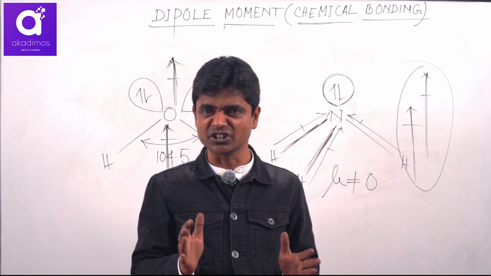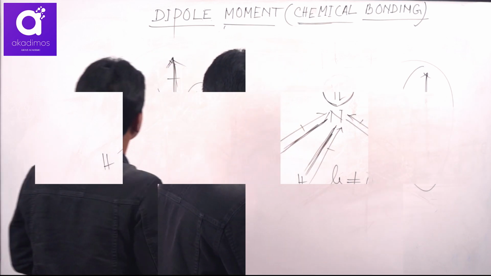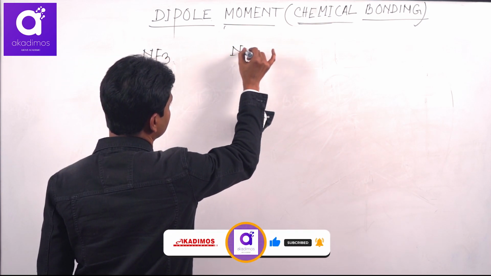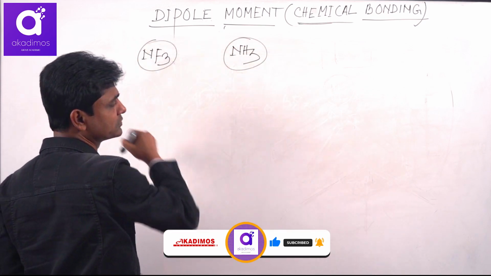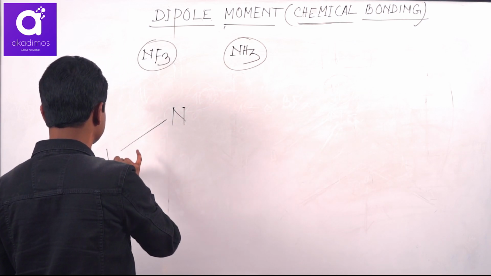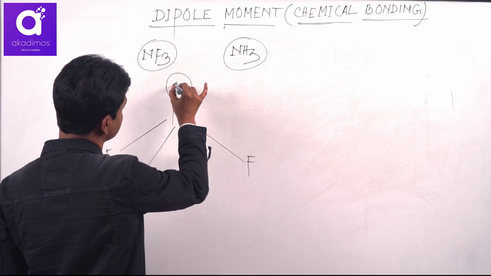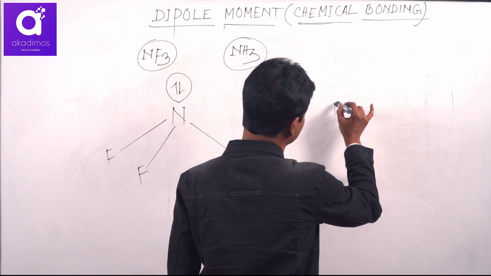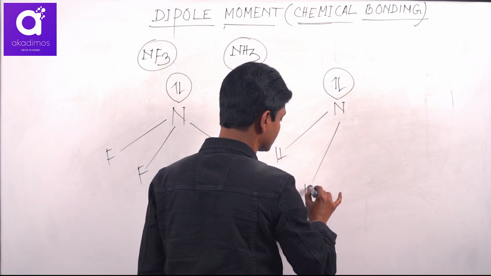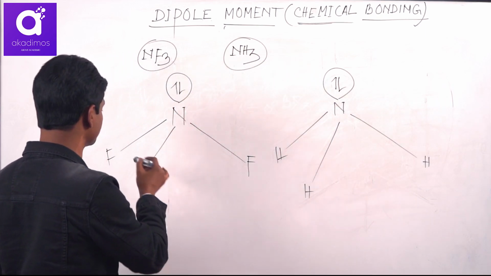I am going to compare some molecules, comparable molecules, and their dipole moments. Compare the dipole moment of the NF3 and NH3 molecules. Compare these two. Take their structure. You know the NF3 molecule structure is pyramidal like ammonia, with a lone pair here. And the NH3 molecule here, this is the structure, a similar structure, comparable species.